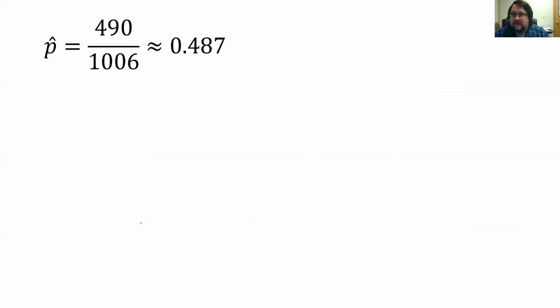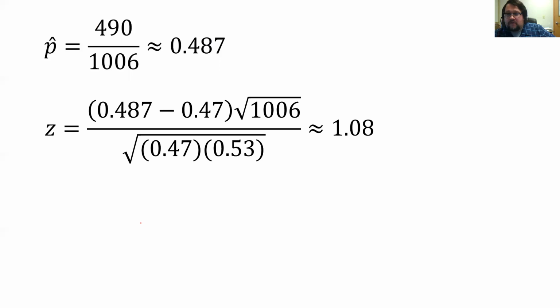All right, so let's calculate our sample proportion. 490 said they would buy another one out of the 106. That gives us 0.487. So we're predicting a population proportion of 0.47, and this is more. So let's calculate our Z value: 1.08.